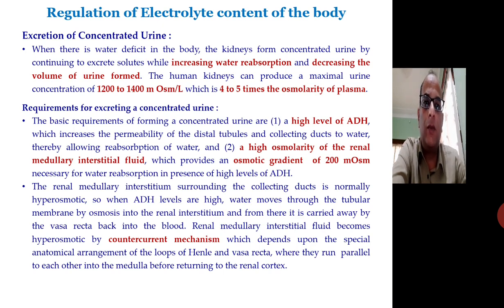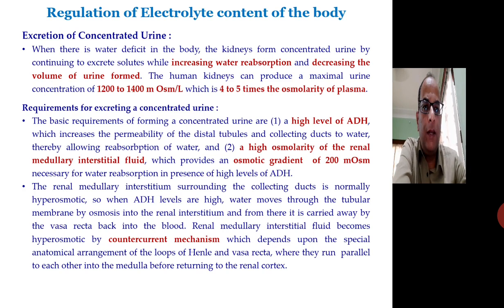So what are the requirements of excreting a concentrated urine? The basic requirements of forming concentrated urine are: first, a high level of ADH, which increases the permeability of the distal tubules and collecting ducts to water, thereby allowing water reabsorption. And second, a high osmolarity of the renal medullary interstitium. This is a very important point, because if there is no high concentration, the glomerular filtrate will not be concentrated. It provides an osmotic gradient of 200 milliosmolar necessary for water reabsorption in the presence of a high level of ADH.